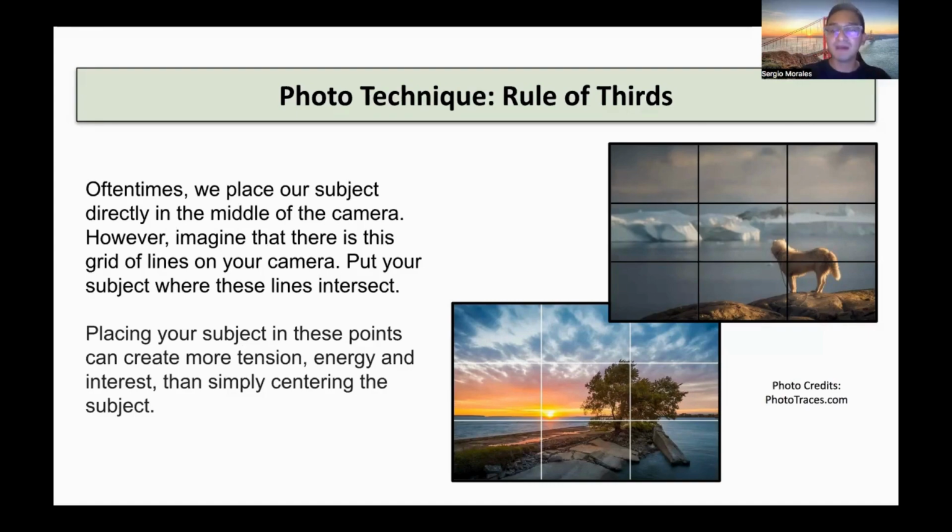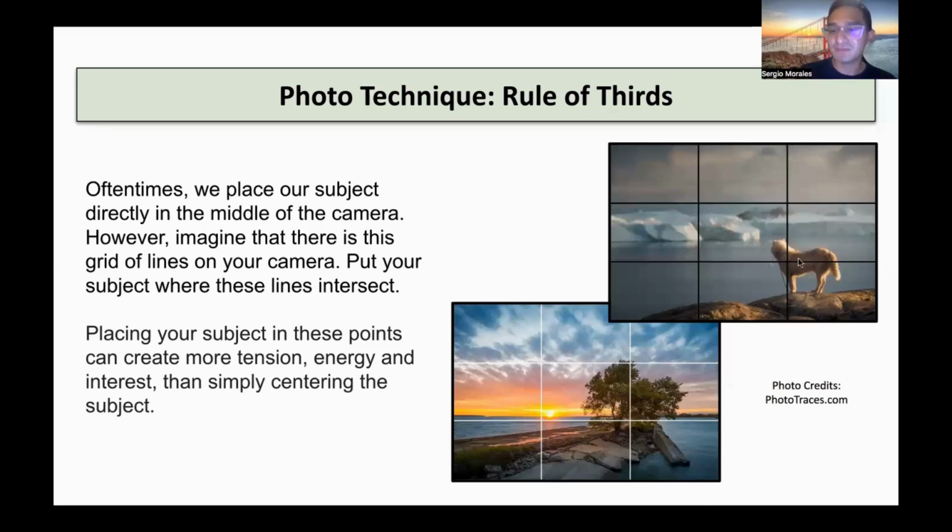What I mean by that is, for example, this picture here of a wolf, you can see that this picture is divided into these grid lines. So imagine that these exact grid lines are in your camera. And the main premise of the rule of thirds is that you should put your subject where these lines intersect. So for example, here, here, here, and then here. And by placing your subject in these points, it can create tension, energy, and interest in the picture rather than just simply centering the subject.